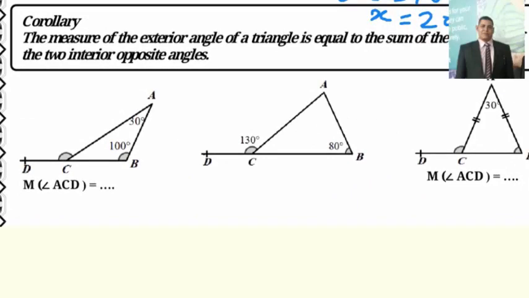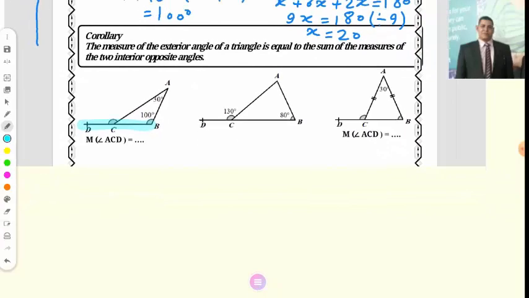What is the exterior angle? The exterior angle is the angle that lies between the extension of any side of the triangle and another side of the triangle. This angle is called the exterior angle. Since this angle equals the sum of measure of angle A and measure of angle B, the measure of angle ACD, the exterior angle, equals 30 degrees plus 100 degrees, which equals 130 degrees.